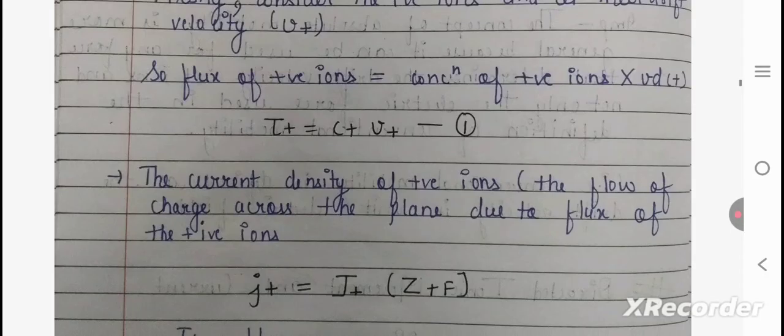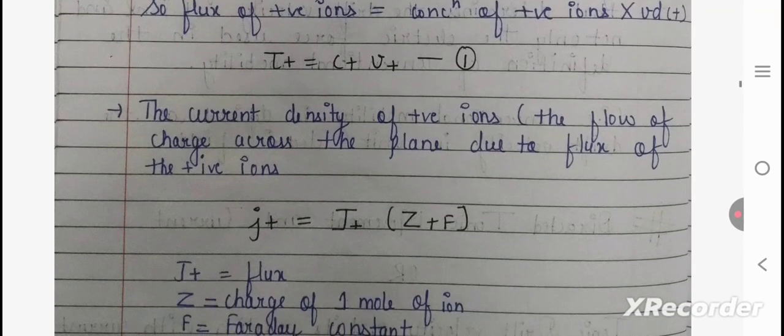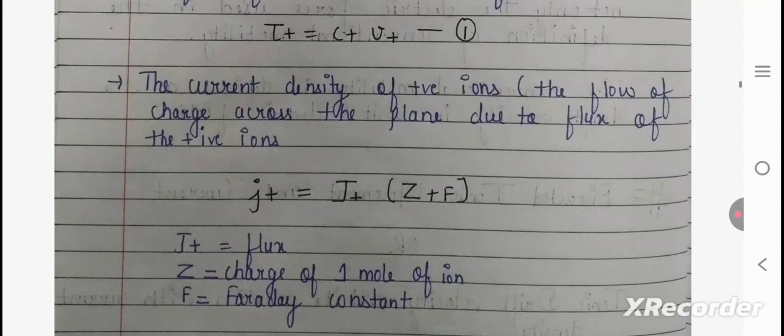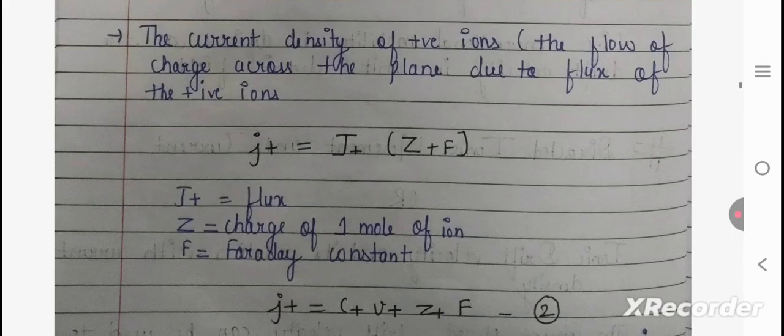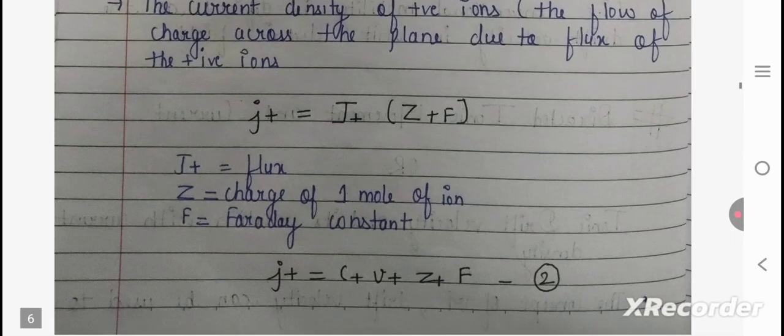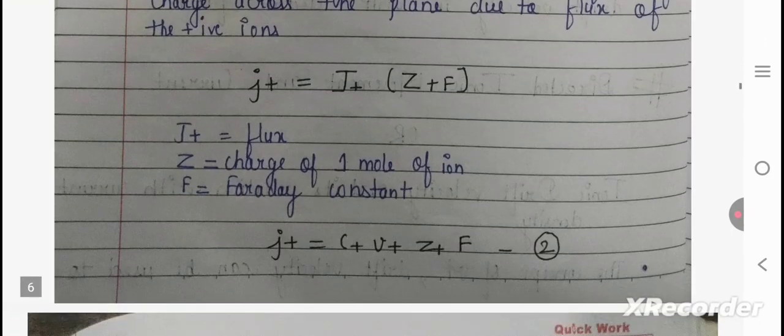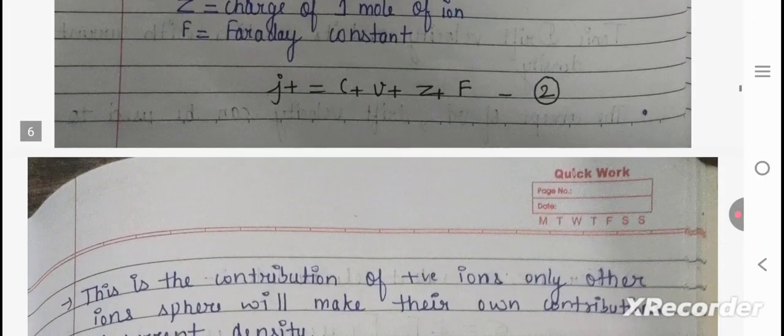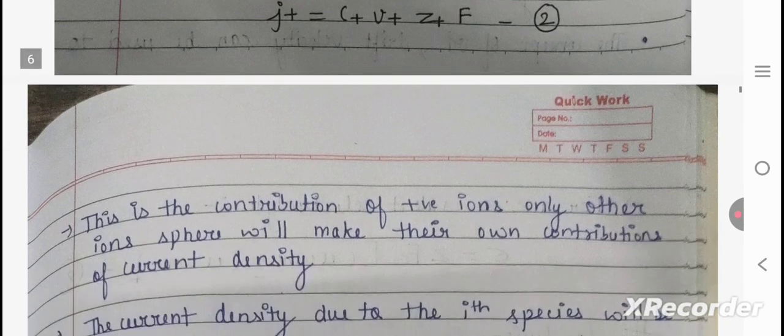So flux of positive ions is equal to concentration of positive ions into Vd plus, which is equal to C plus V plus, equation number 1. The current density of positive ions is the flow of charge across the plane due to the flux of the positive ions. J plus is equal to capital J plus Z plus F, where capital J plus is equal to flux, Z is equal to charge on 1 mole of ion, F is equal to Faraday constant. Small j plus is equal to C plus V plus Z plus F, which is equation number 2.